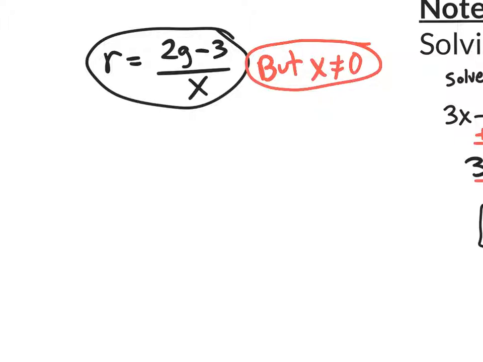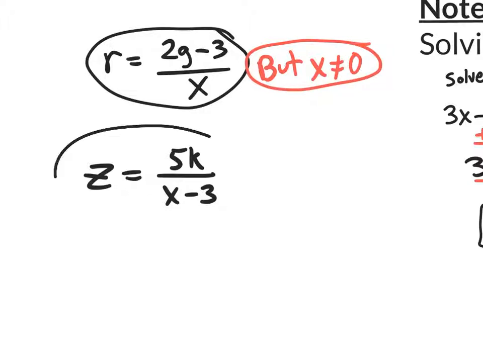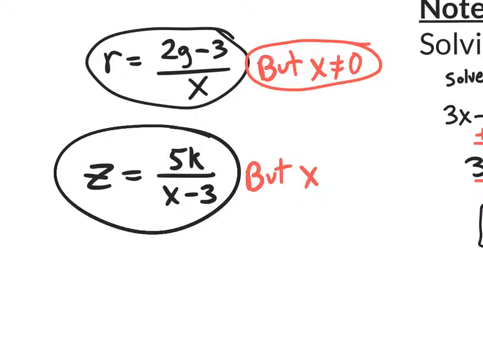Let's say you were solving for z, and you do all this math, and you get a final answer. Z equals, let's say, 5k over x minus 3. So you're trying to get z by itself, you do the opposite, you subtract 3, you divide by, blah, blah, blah. You end up with this as an answer. Z equals that answer right there. What do you need to state in addition to that? But what? But x cannot equal 3.